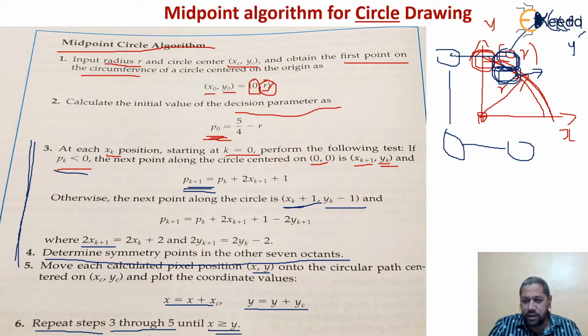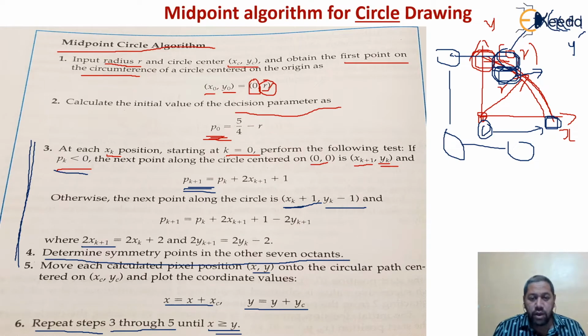What is my value of x? The value of x is 0. I keep moving until I reach this particular point, where the value of x is equal to y. So until then we repeat. I will find out my next point, and again I will continue. In this way the process continues and I get one complete octant, and then I give it for the reflection. So this is our midpoint algorithm for circle drawing, how to draw the circle.